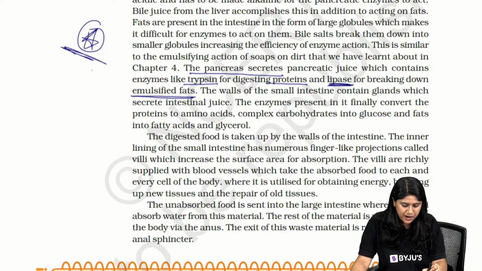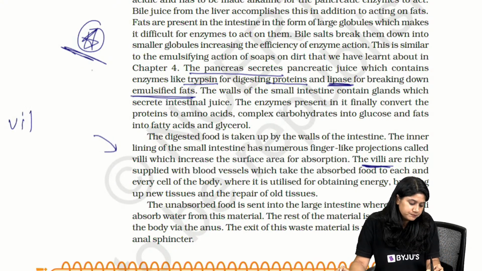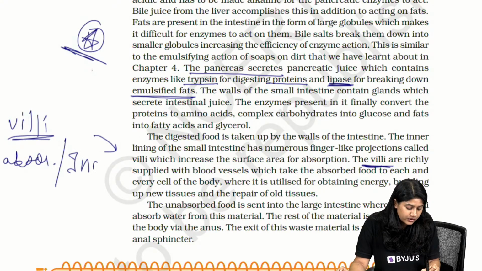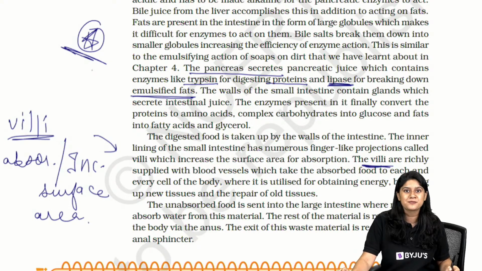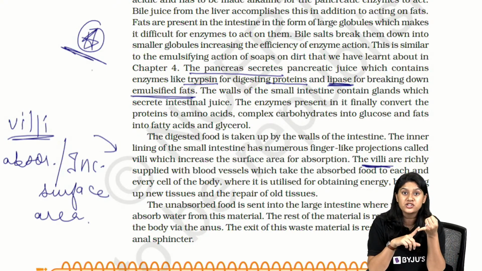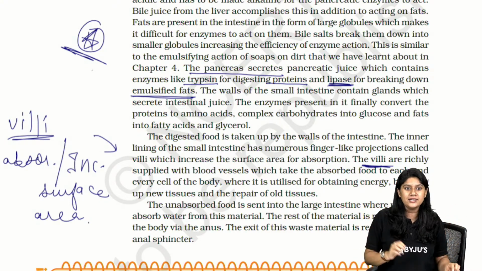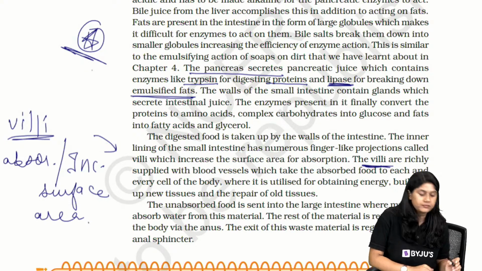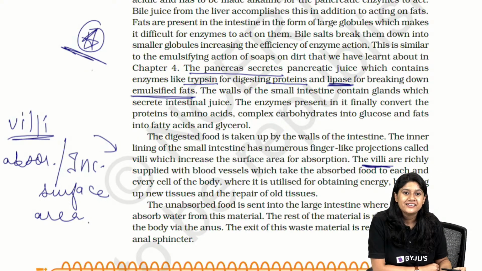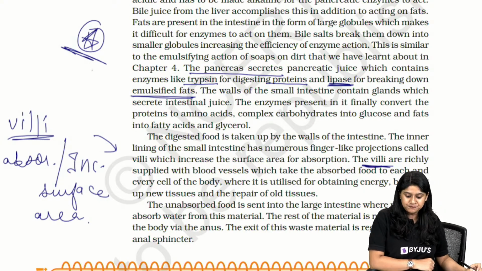Then of course, the last small part, where they're talking about the villi. There are two questions on villi: absorption and increase in surface area. I'm sure you remember this, right? What is the role of villi? First of all, they help in the absorption of the digested food. Second, they increase the surface area for the absorption. You remember, right? Very good. Everyone, are we clear?